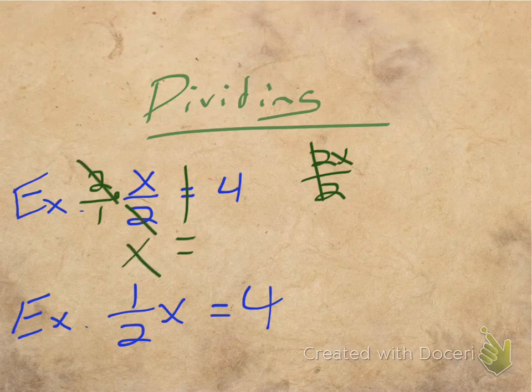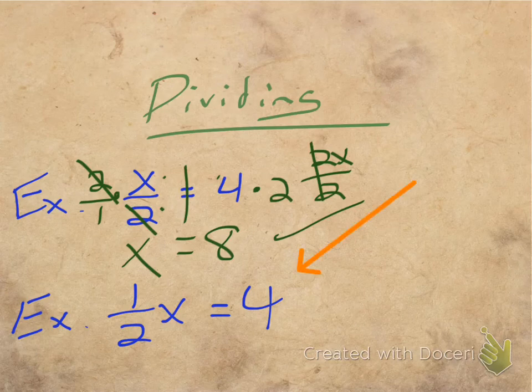And whatever I do to this side, I have to do to this side. So I'm going to multiply by 2 over here. I get 8. Let's look at it over here. 8 divided by 2 equals 4. We're good. Now down here is just another way of writing the top part. Instead of saying x divided by 2, we're saying a half of x, which is the same thing.